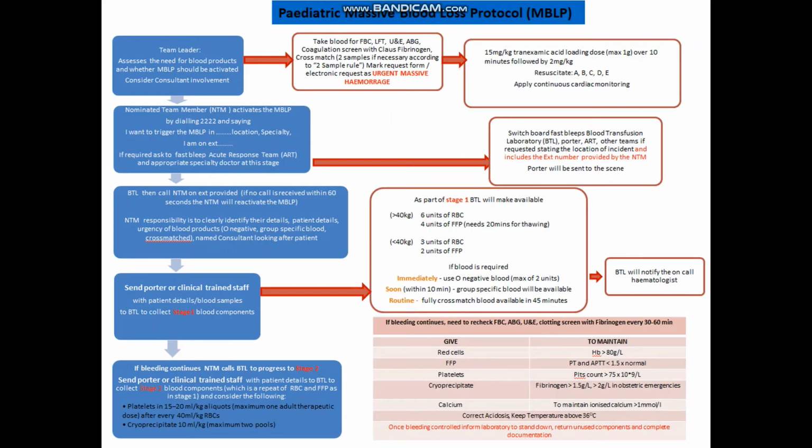For that reason, we will have 2 different protocols. We will have the one for patients that are greater than 40 kilograms and one for patients that are less than 40 kilograms. The greater than 40 kilograms is basically the adult version of the massive blood loss. The less than 40 kilograms halves that, so it will be 3 units of red blood cells and 2 units of FFP, and that will be the same in stage 2 as well. So it's very important in these cases that we don't overload the patient. Everything else though will be the same.